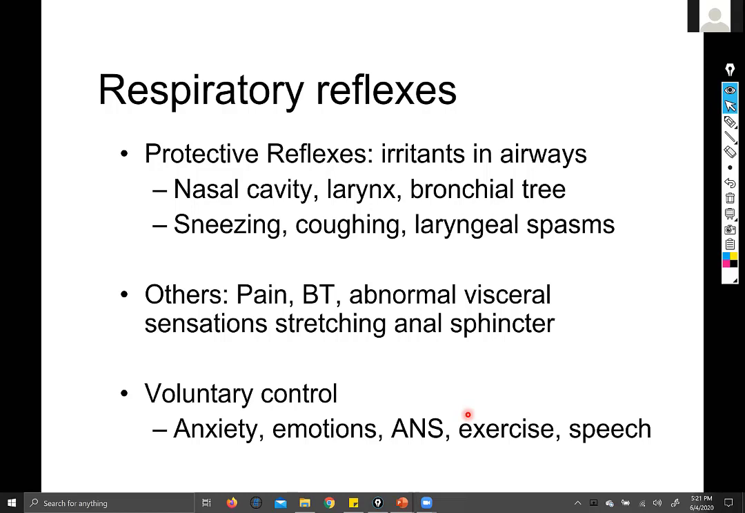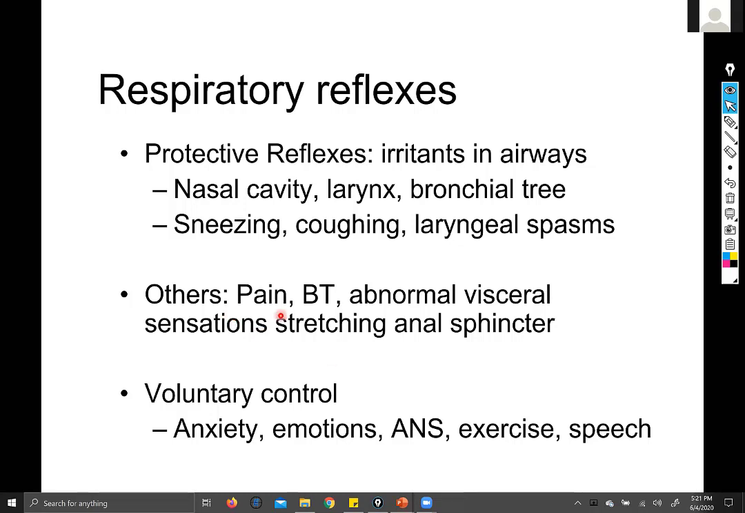All right, respiratory reflexes. There's protective ones, obviously, sneezing and coughing. These are for getting stuff out of your airway. There are others as well. So pain and other sort of stretching, so visceral stretching, etc. Those are going to change your breathing.